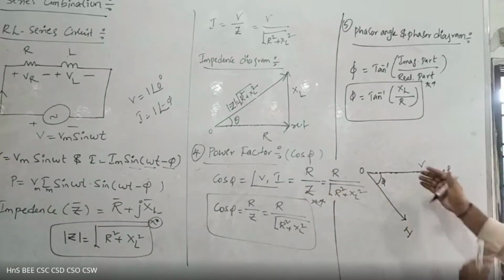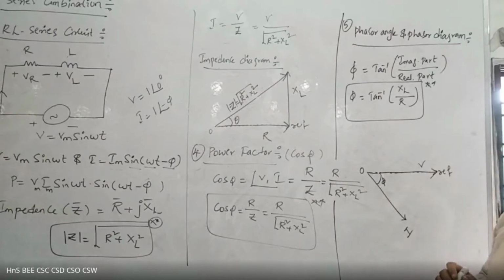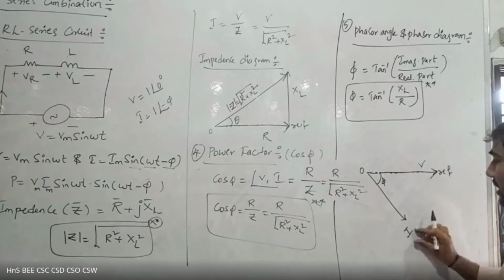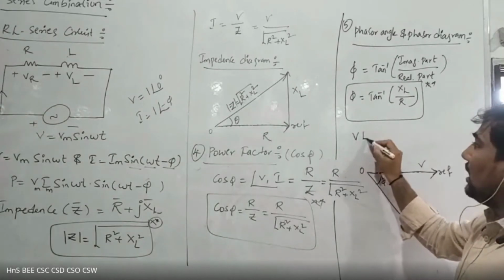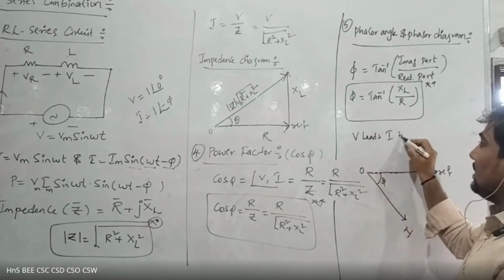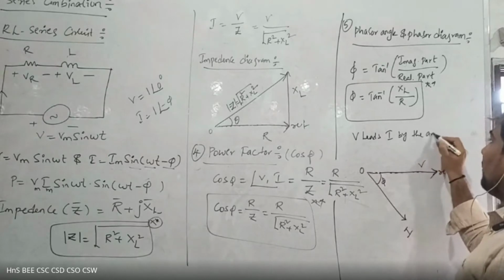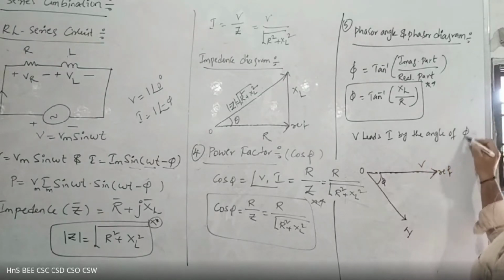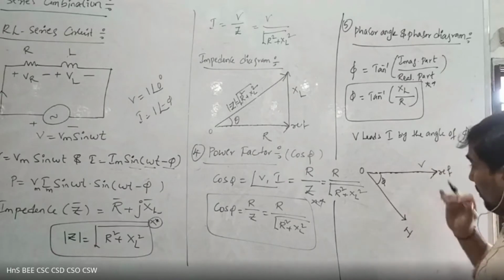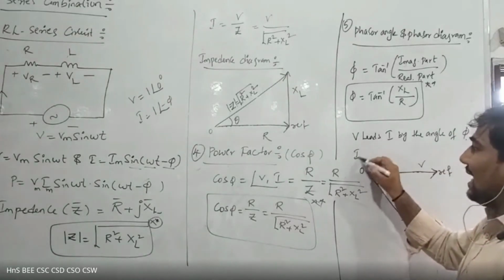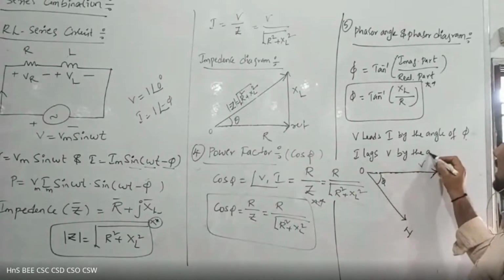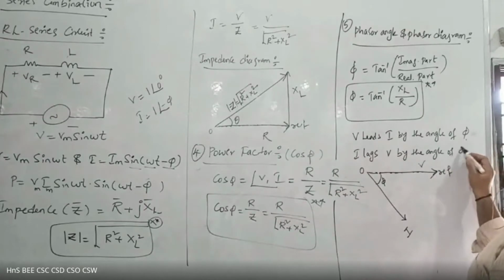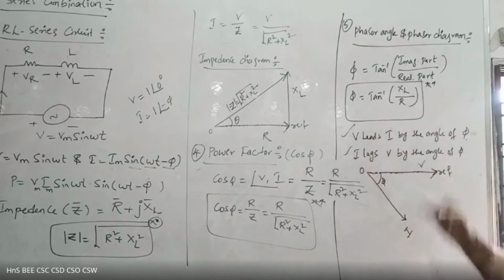This is the phasor diagram of which one? RL series circuit. Sir, which is leading, which is lagging? By using the phasor diagram, the voltage leads the current by the angle of pi. Sir, this is correct. But you can take another one: the current lags V by the angle of pi. Both are the same.